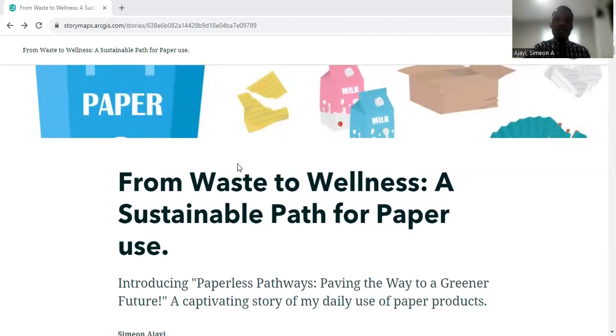This story map will be divided into 10 different segments. The first is the introduction and background. The second is the problem statement. The third is objectives. Fourth is methodology. And then fifth is the alternatives, the alternatives to the paper product that I used as a form of intervention.